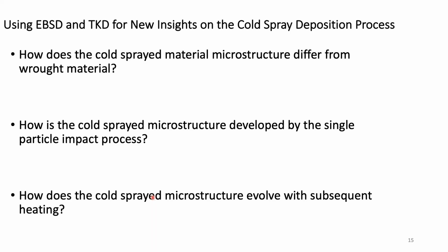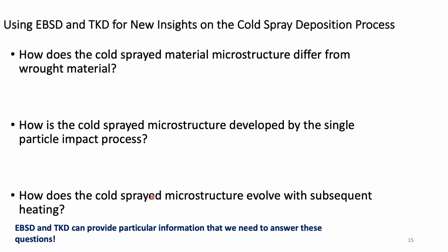So we're going to guide this talk. We're trying to answer three sets of questions. How does the cold sprayed material microstructure differ from raw material, and I would say even from the powder that it started? How is the cold spray microstructure developed by that single particle impact process? That's kind of the unit operation of cold spray. And how does the cold spray microstructure evolve with subsequent heating? So let's take on the first one.